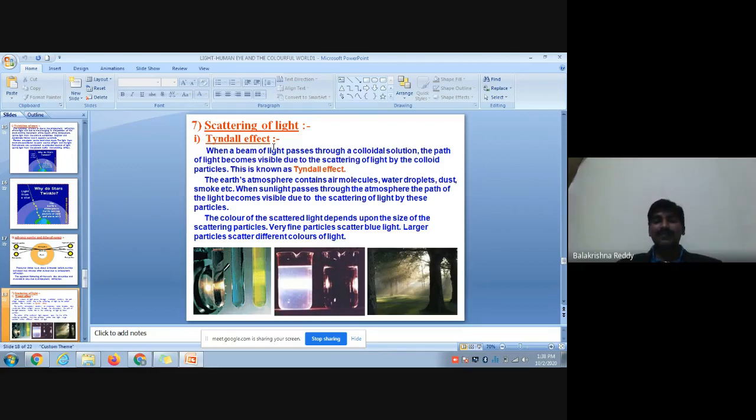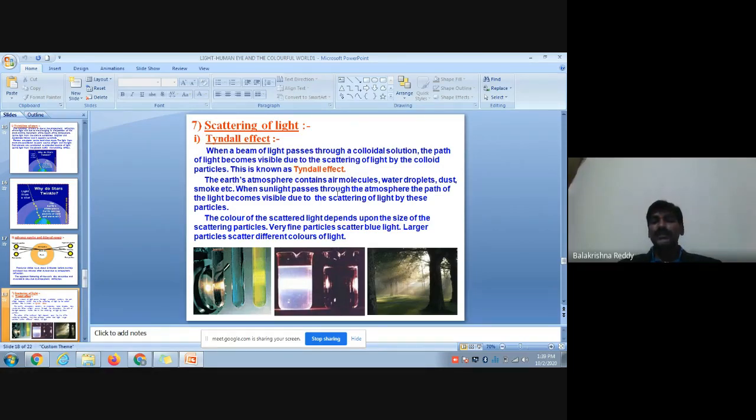This Tyndall effect is nothing but when a beam of light passes through a colloidal solution, like salt solution and all, the path of light becomes visible due to scattering of light by the colloidal particles. This is known as the Tyndall effect. It means the light rays are colliding with the particles which are there in the solution. So that also you can see in a dense forest, the light rays which are coming between the two small leaves, how they are entering. That also explains the scattering of light.